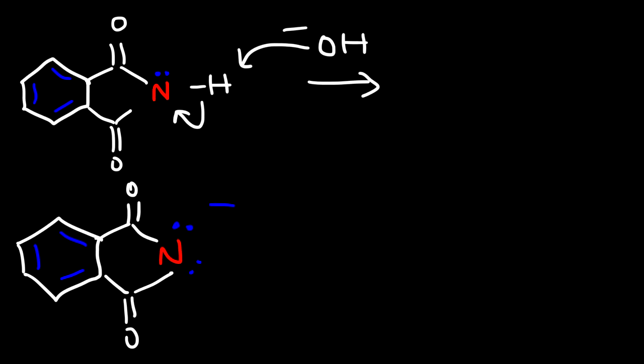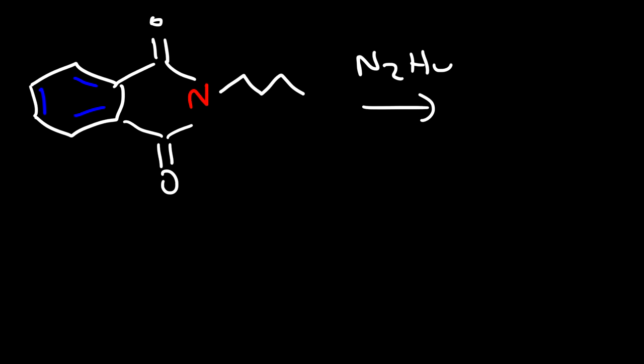So now that we have a nucleophilic nitrogen atom, we can now react it with butyl bromide. And so it's going to attack the carbon, kicking out the bromine group. And so right now, we have this structure. So we have an N with a butyl group. And once we react it with hydrazine, this will give us the primary amine plus phthalimide hydrazide, which we drew already.